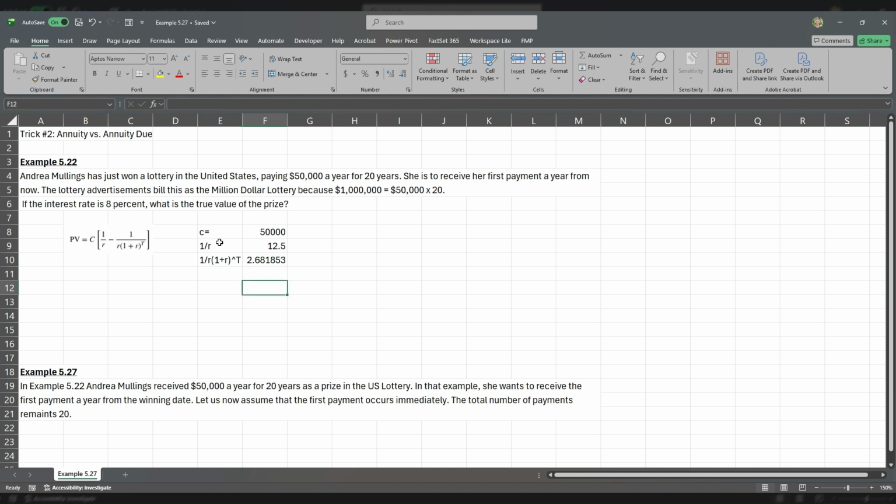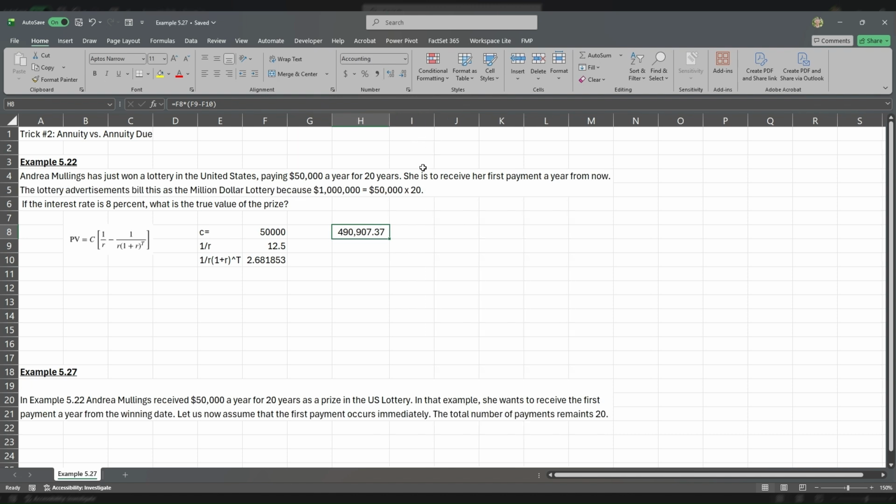So now this is just a simple matter of us putting this together into the formula to calculate the PV. So here I have the C, and I'm going to multiply that by this, subtract this. And I get 490,907, which I think is correct. All right. So this is one way of going about it with a formula like this. I'll call this method 1.